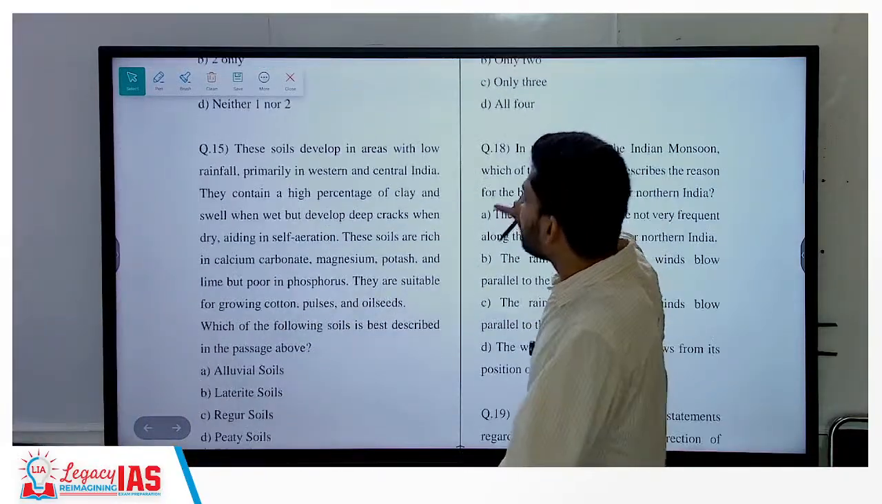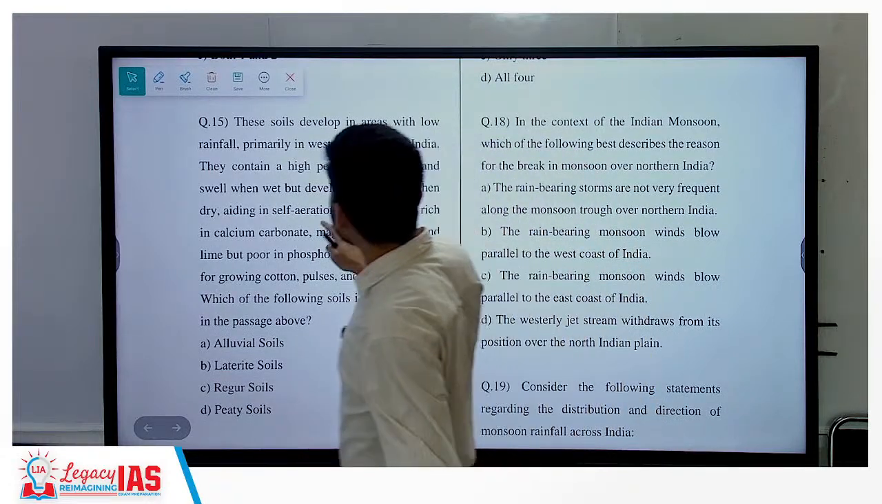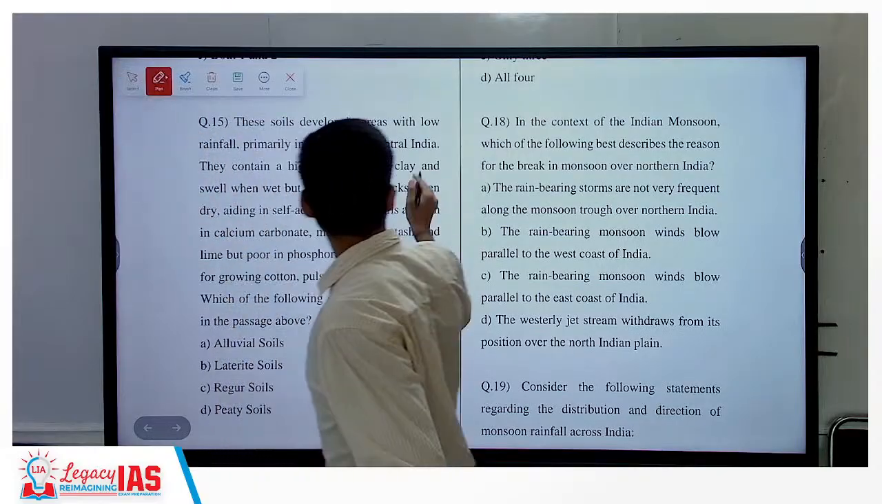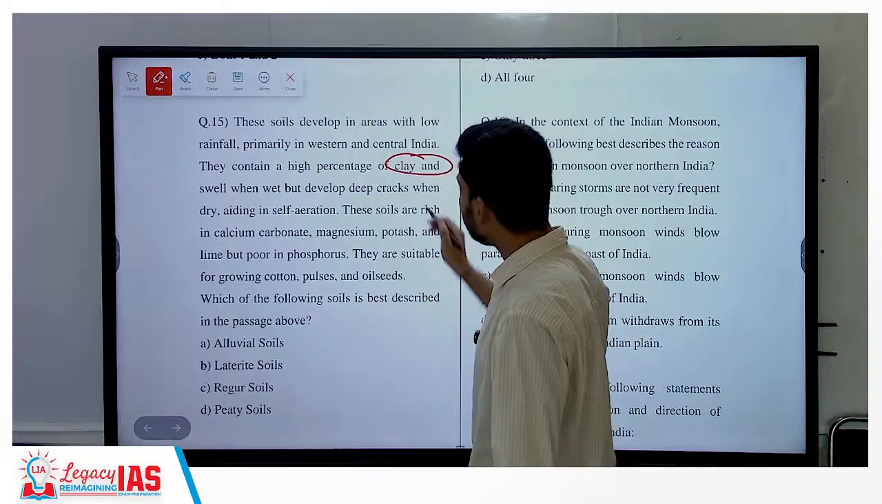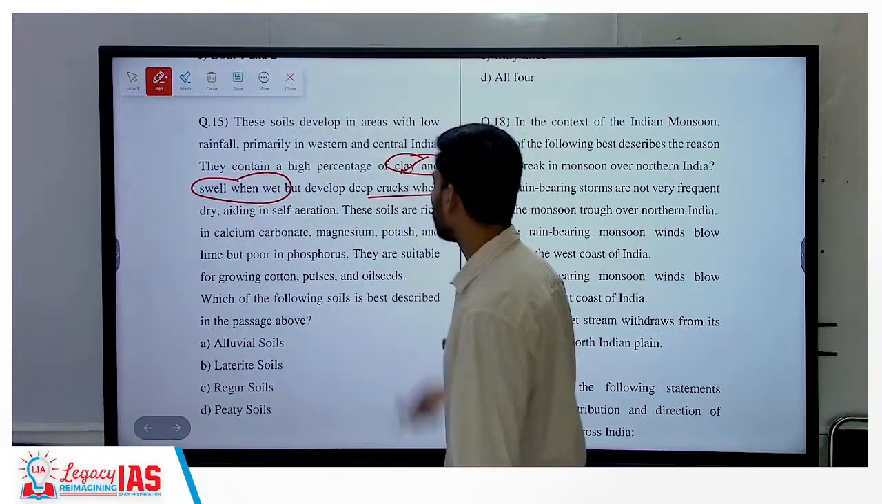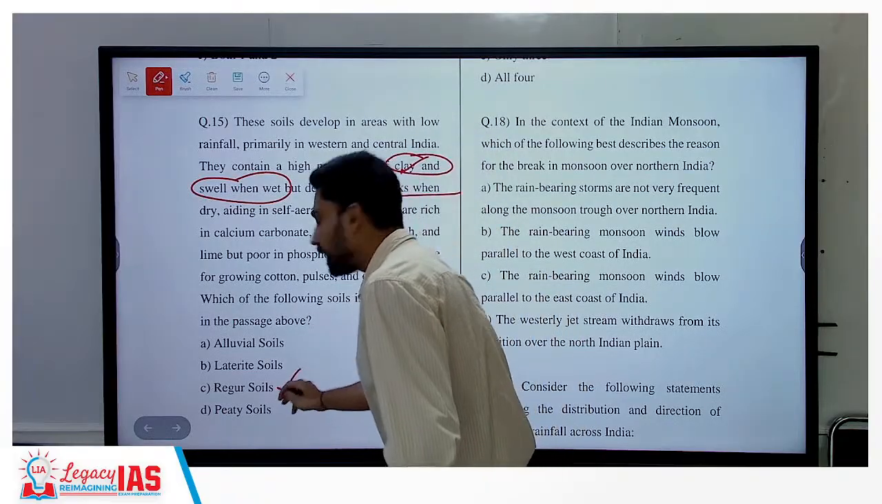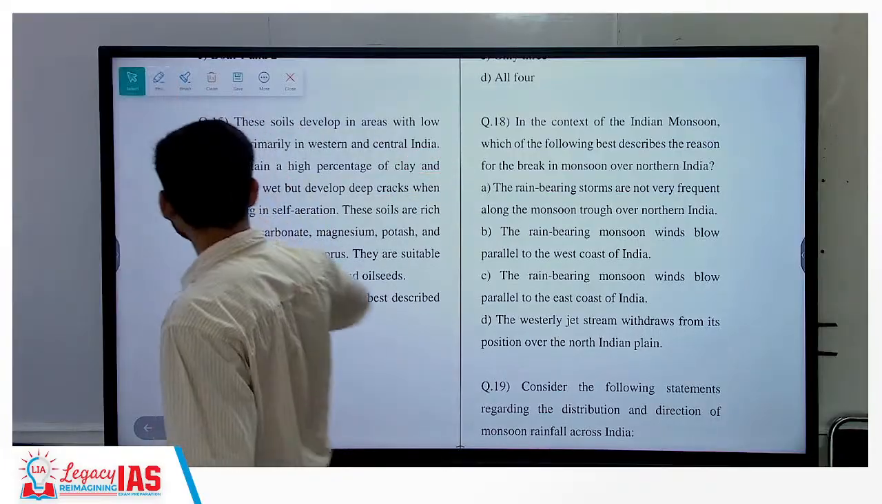These soils develop in areas with low rainfall, primarily in western central India, contain a high percentage of clay and swell. This is the defining characteristic. Argillaceous is a term that we have used in class. Argillaceous means high clay content, and swell when wet but develop deep cracks. Which soil? Black soil, also referred to as regur soil. So C is the correct option in this case.